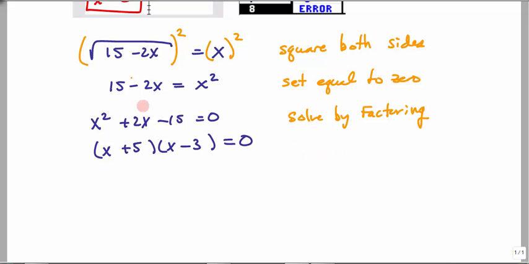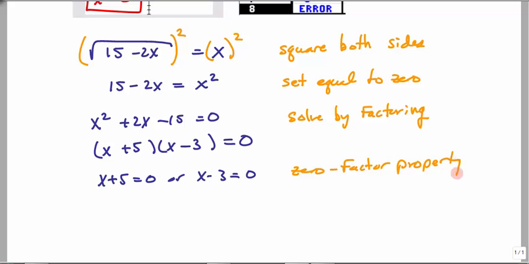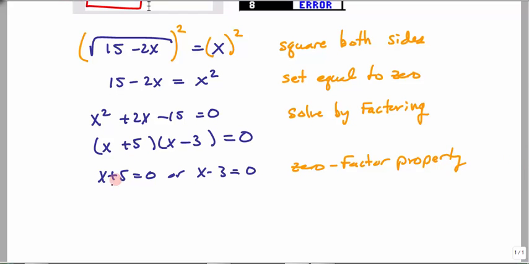And then what I'll do next is I'll use my zero factor property. X plus 5 equals 0, or x minus 3 equals 0. Zero factor property is very handy solving. And in this case, I'd subtract 5 from both sides. And here, I get x equal negative 5. That's strange, because we didn't see that in our solutions. And over here, when I add 3 to both sides, canceling, I get x equal 3.